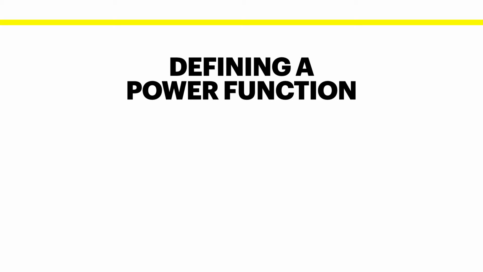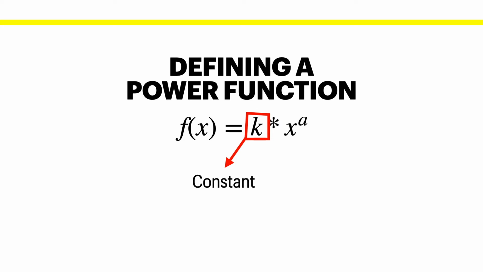Defining a power function, as we usually do in algebra and in precalculus, we always have a notation. In this case, the function of x is equal to k multiplied by x raised to a. Now let's talk about the different components of this notation. For the k, we know this is the constant. Sometimes in other parts of precalculus or even in calculus, we refer to this as the constant of variation.